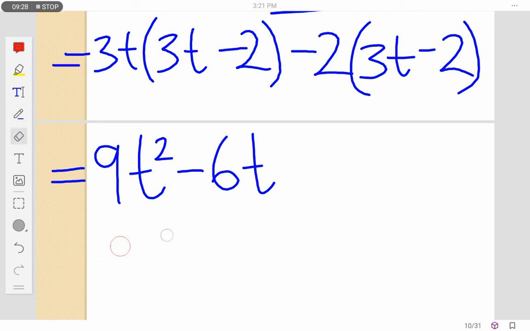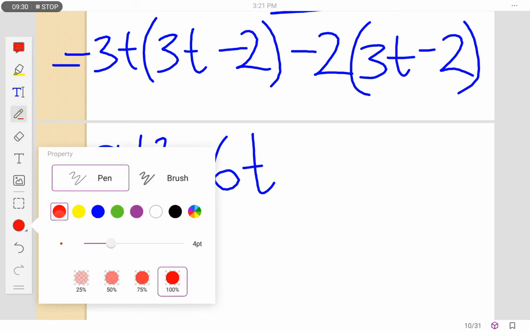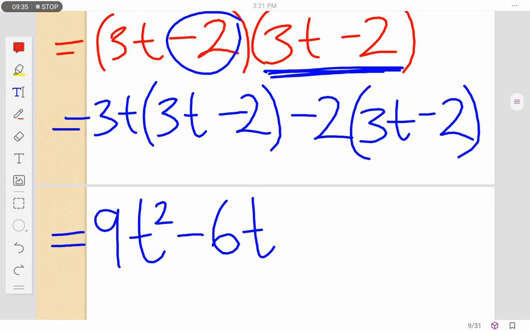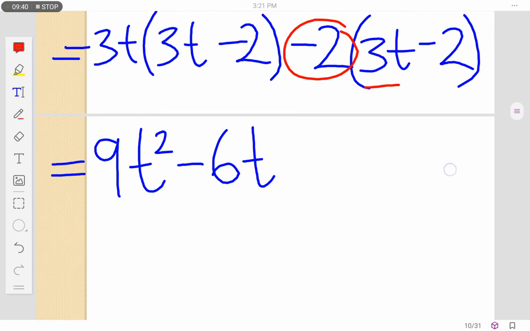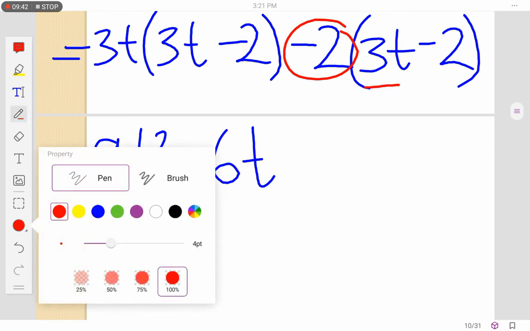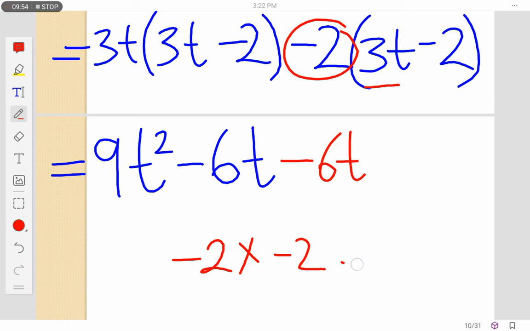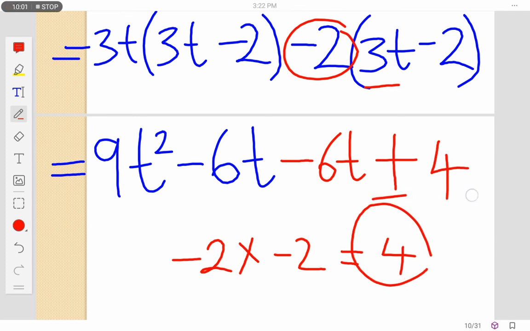Now, the second part, let's highlight it in red. I now have minus 2 multiplying this. Let's do that. What do we get? Minus 2 times 3t, we get minus 6t. Then minus 2 times minus 2, we will get a positive number here. So I'll have plus 4. Remember we said when we write it like this, it is the same as that.